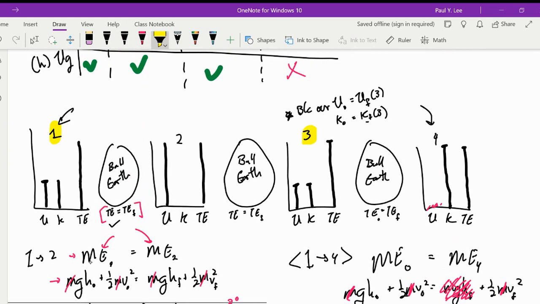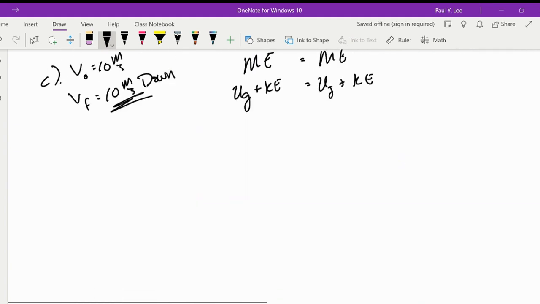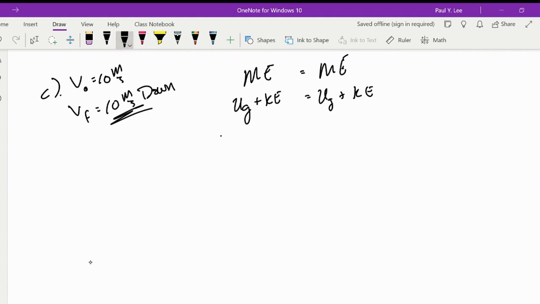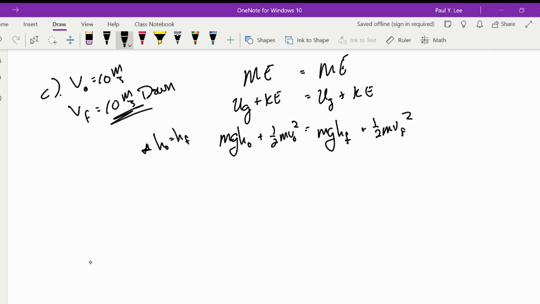Okay, and if we check our graphs, we see that there's no zeros, right? There's no zero here, here, here, or here. So we're left with doing this the long and arduous way. So we have mgh initial plus 1/2 mv initial squared is equal to mgh final, which, hint hint, wink wink, our h initial is equal to h final, plus 1/2 mv final squared. So with this little hint, I'm going to update this so that it matches what we just wrote, like so.